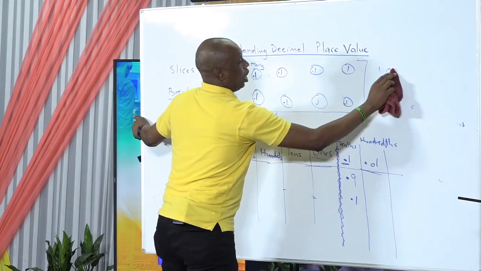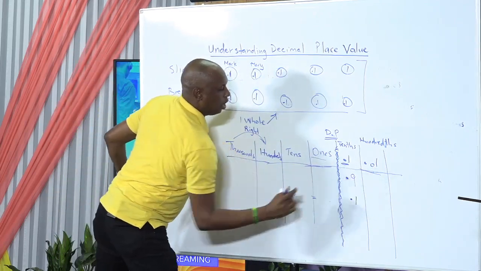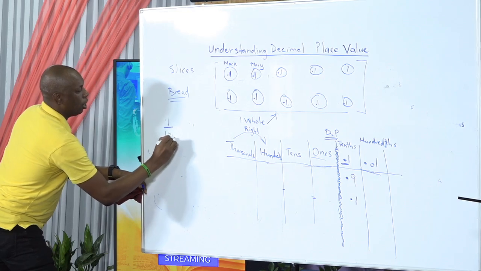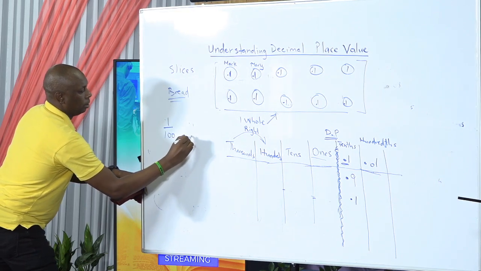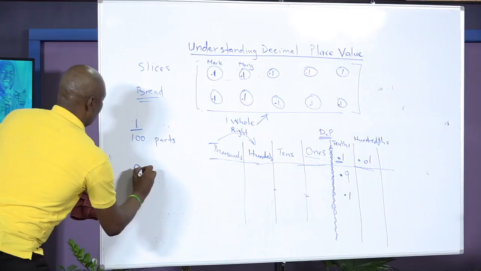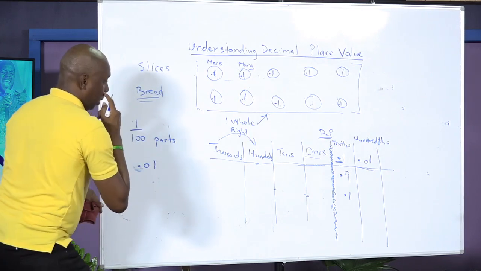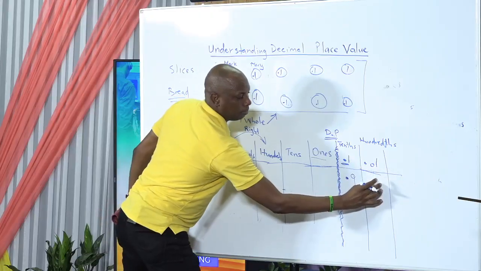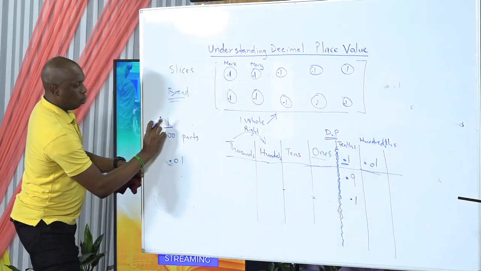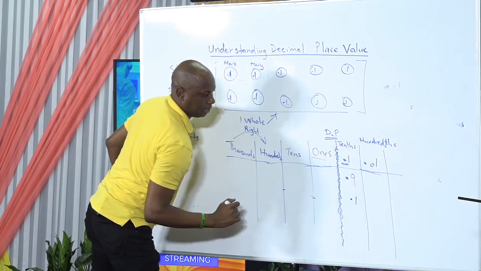That's where our representation here, where this would now, in terms of fraction part, this would be 1 out of 100 parts. And it's now referred to in decimal as 0.01. It's a new column. It takes 10 of the 100 parts to give us one 1/10 part.